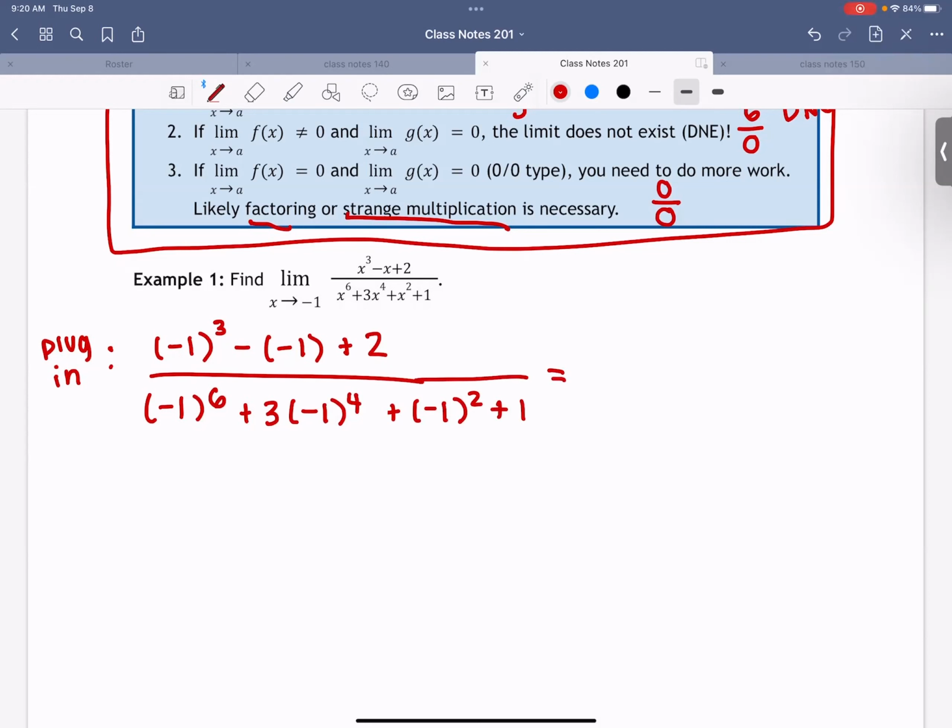Some people type it in their calculator, that's fine. I think I can do this without my calculator. -1 cubed is going to be -1, right? -1 becomes +1, and then we've got 2. -1 to the 6 is +1. -1 to the 4th is just 1, so I'm just going to add 3. We've got -1 squared, which is 1, and 1. I hope you're getting the same thing as me. I'm getting 4/6, and we can even simplify that to 2/3.